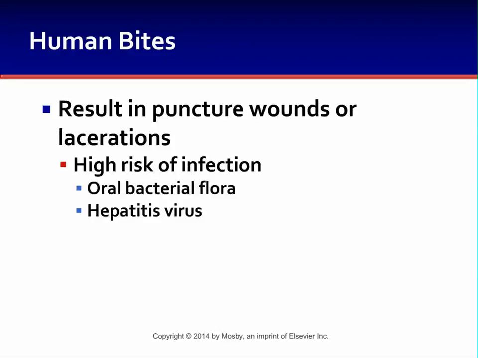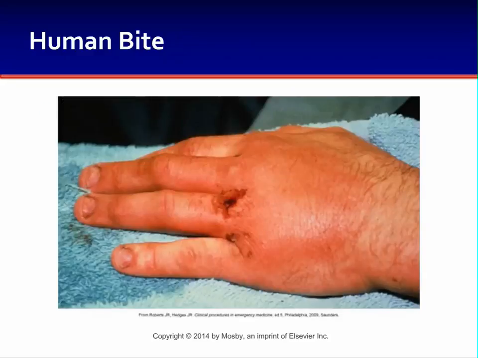Human bites result in puncture wounds or lacerations. There's a high risk of infection with oral bacterial flora and hepatitis virus. Oral flora most commonly involves Staphylococcus aureus, Streptococcus, and hepatitis virus. Hands, fingers, ears, nose, vagina, and penis are the most common sites of human bites and are frequently a result of violence or sexual activity. This is a picture of the result of a human bite.